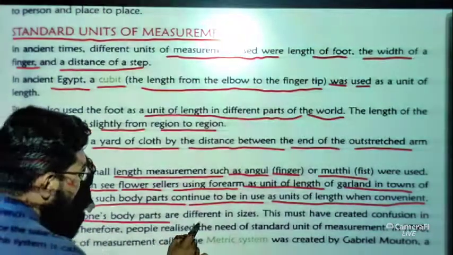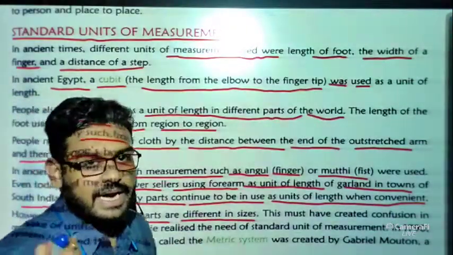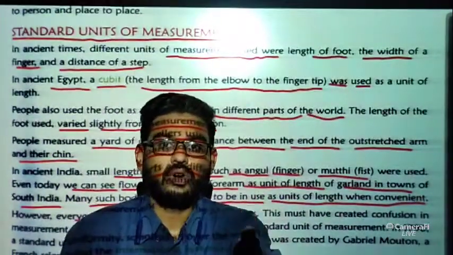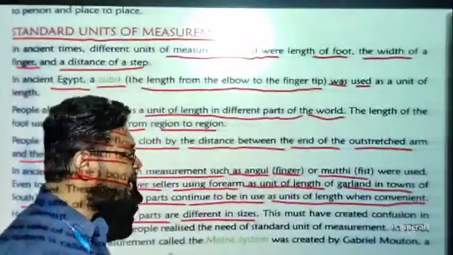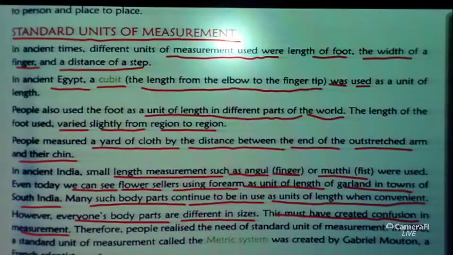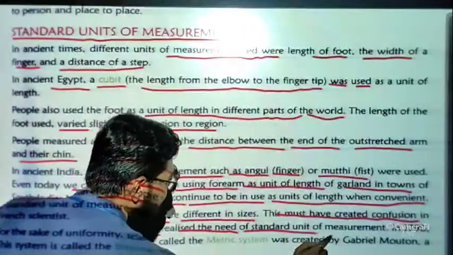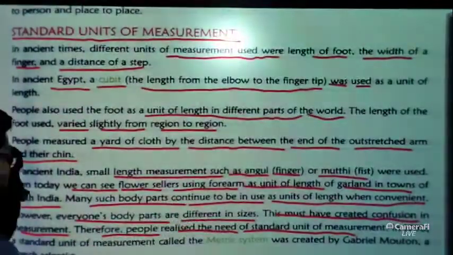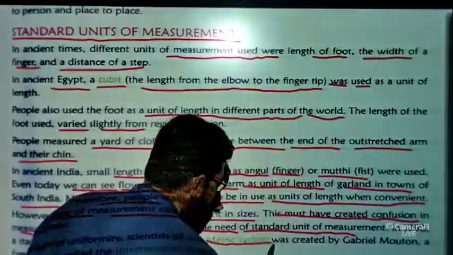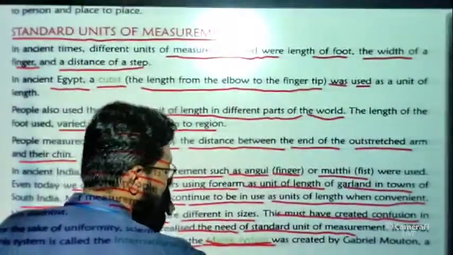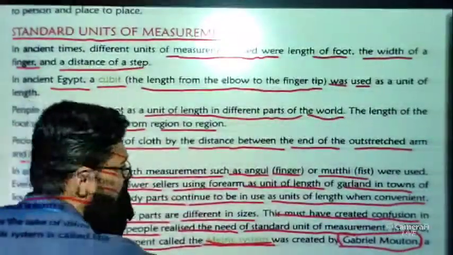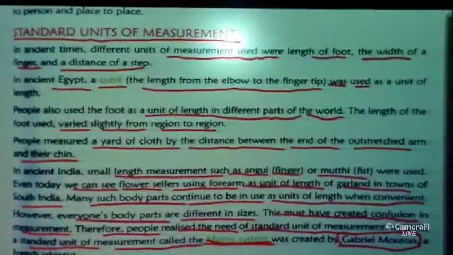However, everyone's body parts are different in size. Obviously my height is not the same as yours, and your friend's size is also not the same as yours, so there are differences. This must have created confusion in measurement. Therefore people realized that they needed a standard unit of measurement. That's why in 1790 a standard system of measurement called the metric system, very important, was created by Gabriel Mouton, a French scientist.